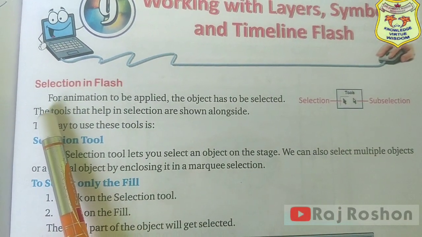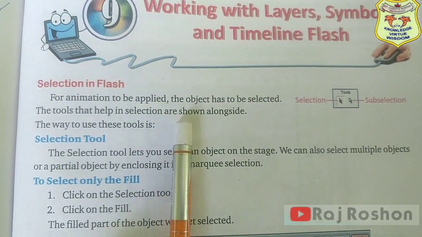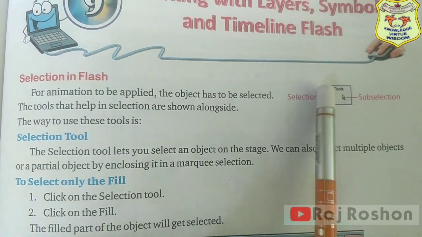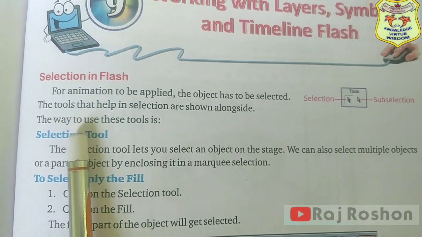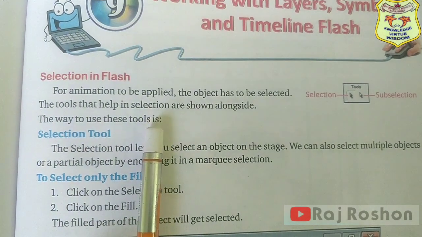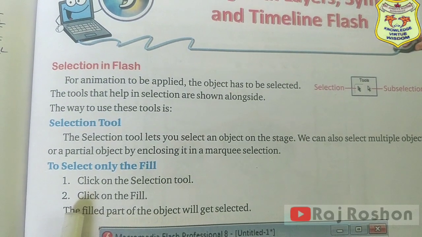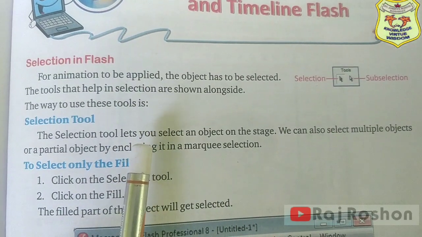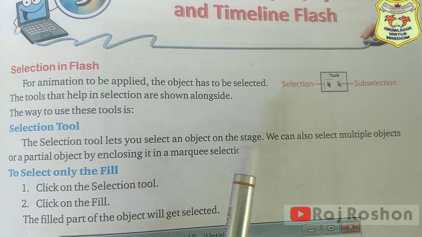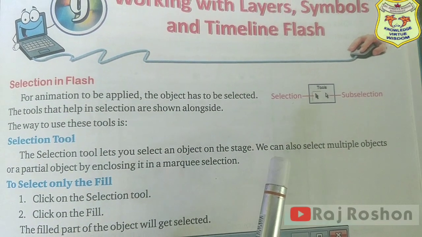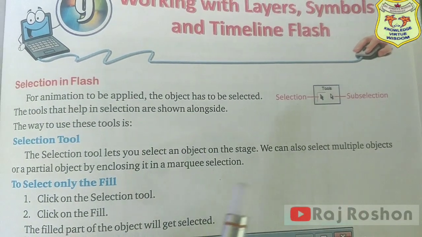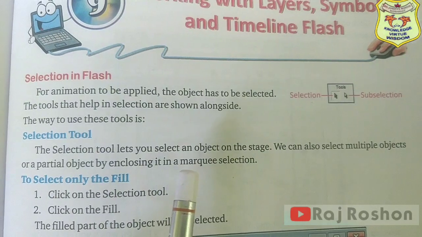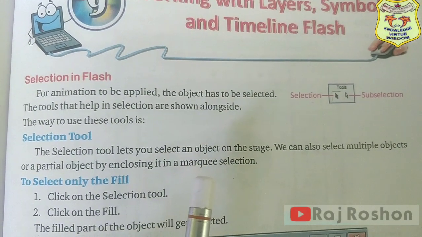The tools that help you in selection are shown alongside. This is the selection tool, and this is the way you can use it. The selection tool lets you select an object on the stage. We can also select multiple objects or partial objects by enclosing them in a marquee selection.